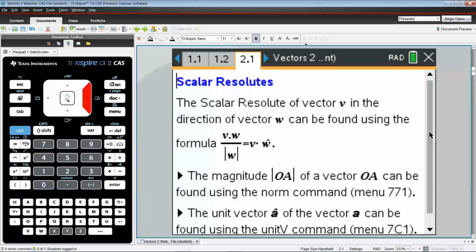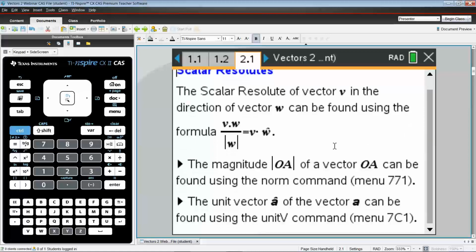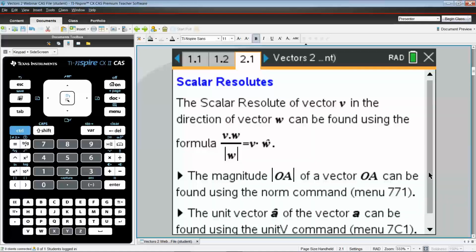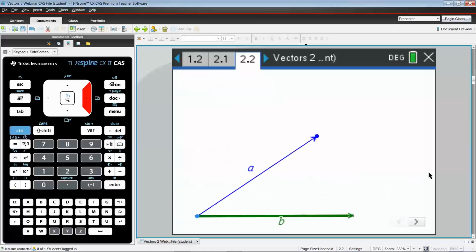Just as a quick reminder and recap from Vectors Part 1, the magnitude of a vector is found using the norm command, which was in menu 771. And to get the unit vector of any given vector, you simply use the unitV command, which is menu 7c1. Okay, so what I'd like to start off with is to look at what the definition of a scalar resolute is from a visual perspective.